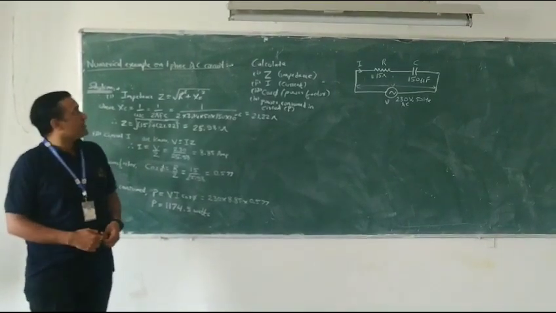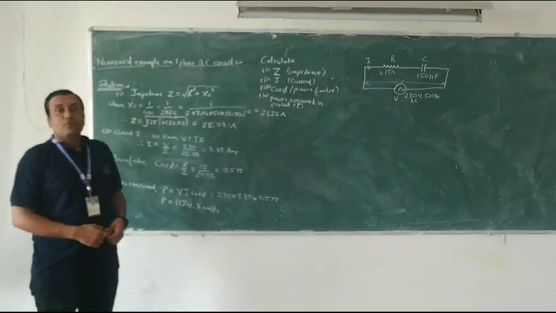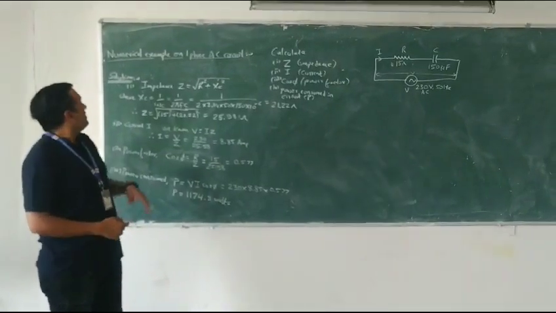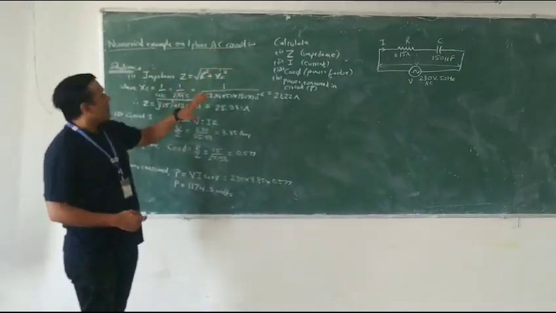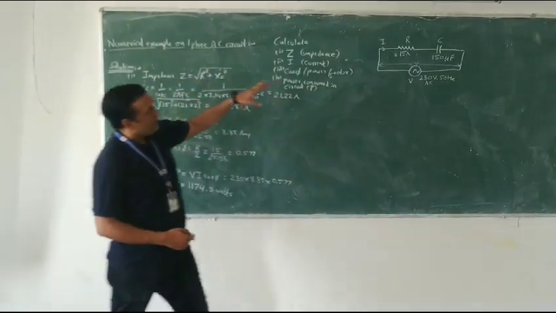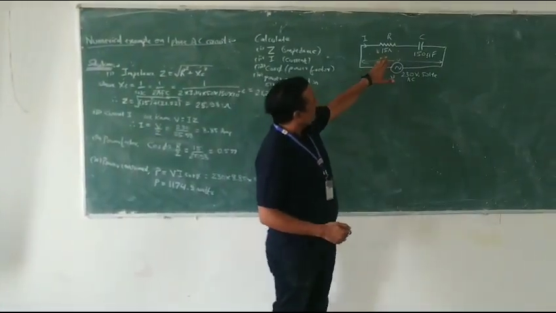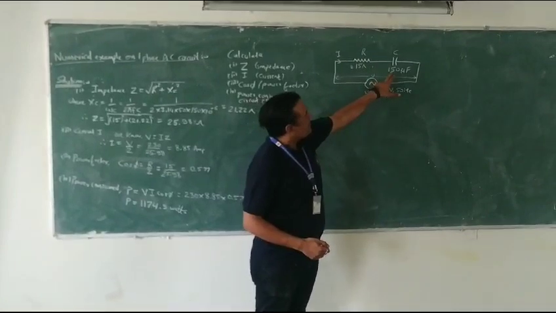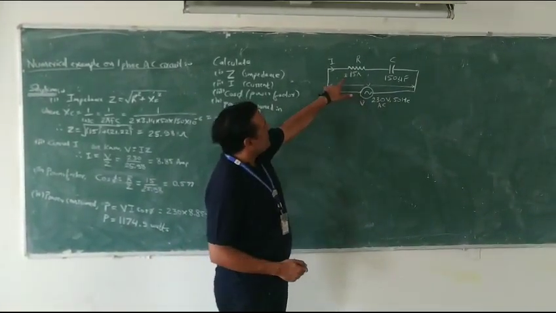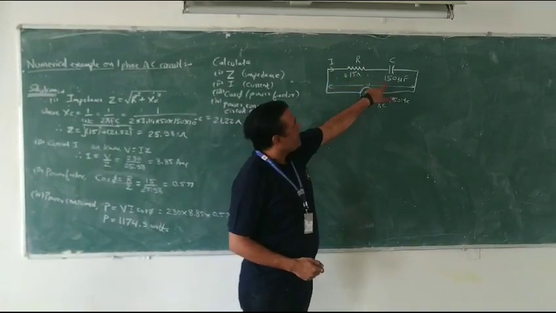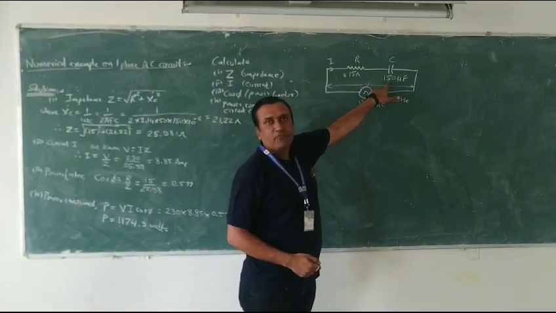Today I am going to present my YouTube video lecture explanation on a numerical example on a single phase AC circuit. So I have taken one example here. This is the circuit diagram. You can see that resistance and capacitance are in series with a single phase AC source. Resistance of 15 ohm and we have taken a capacitor of 150 microfarad.